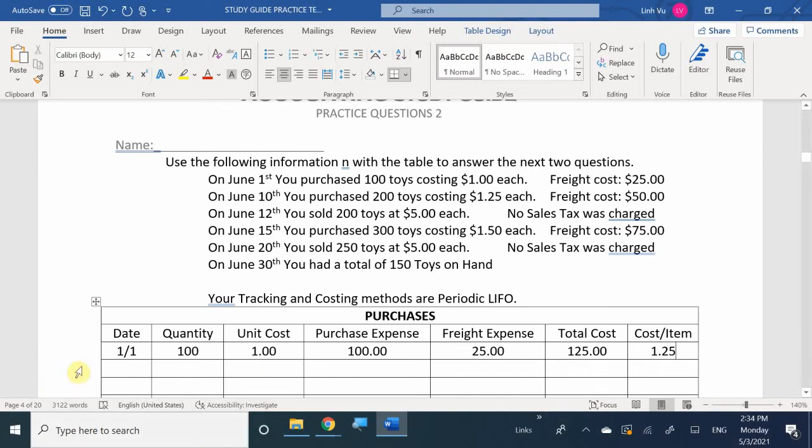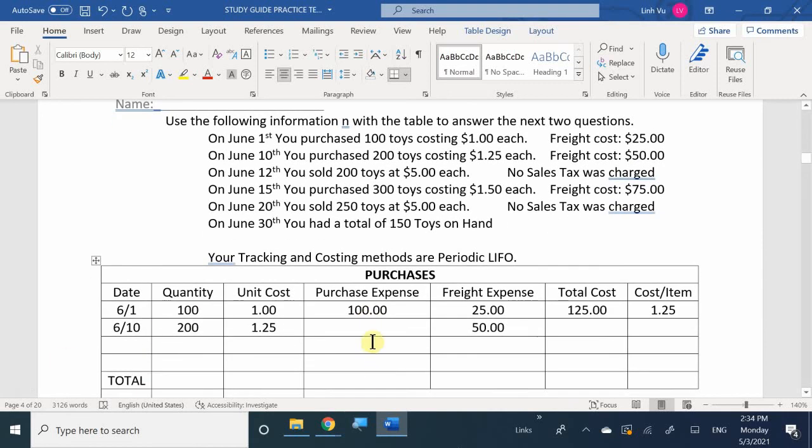Now it says on June 10, you decided to purchase another 200 toys at $1.25, with the freight costing you $50. So what's my purchase price here? $250. Plus 50, so the total cost is 300. Good.